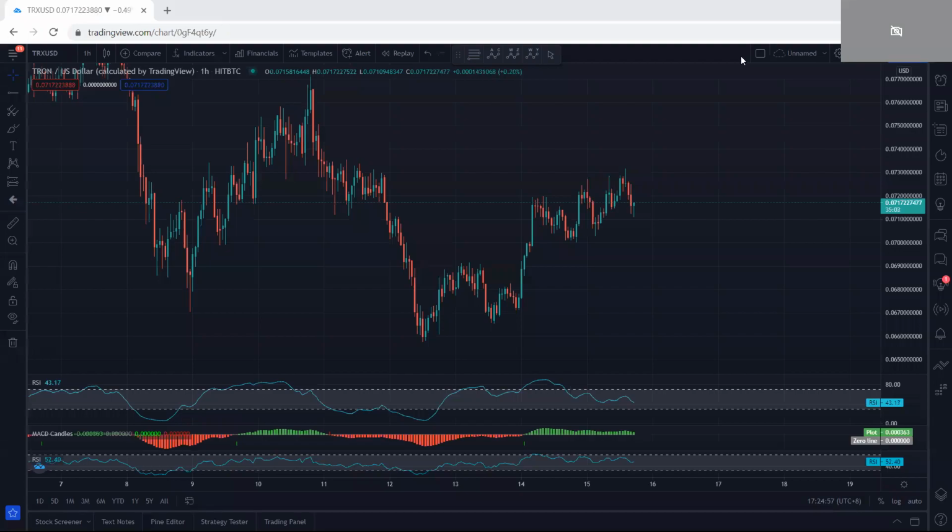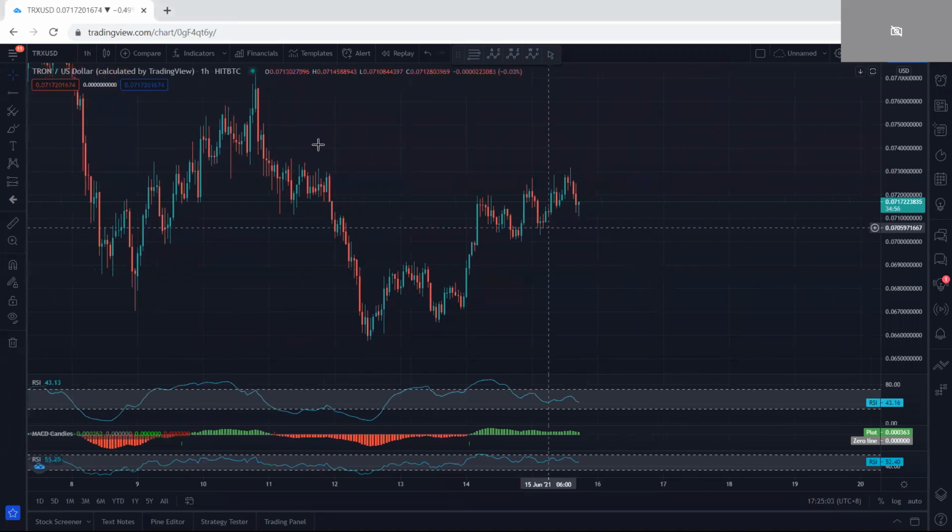TRX, we start with the 1 hour chart. We want to see how we can look for a trade. Okay, the first things I need to highlight based on the 1 hour chart.